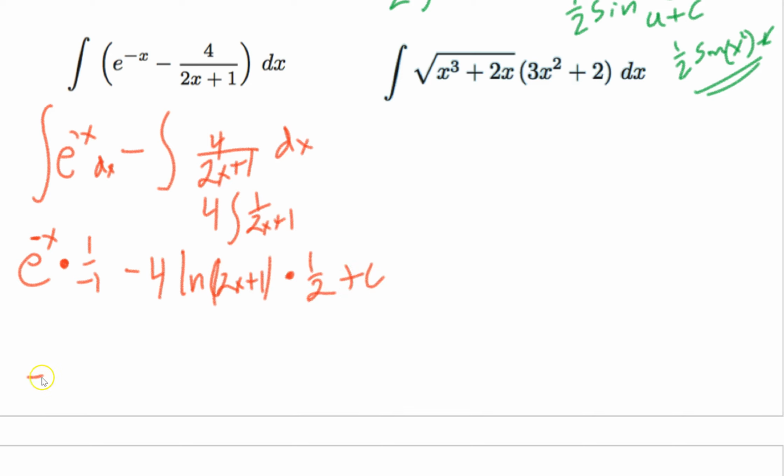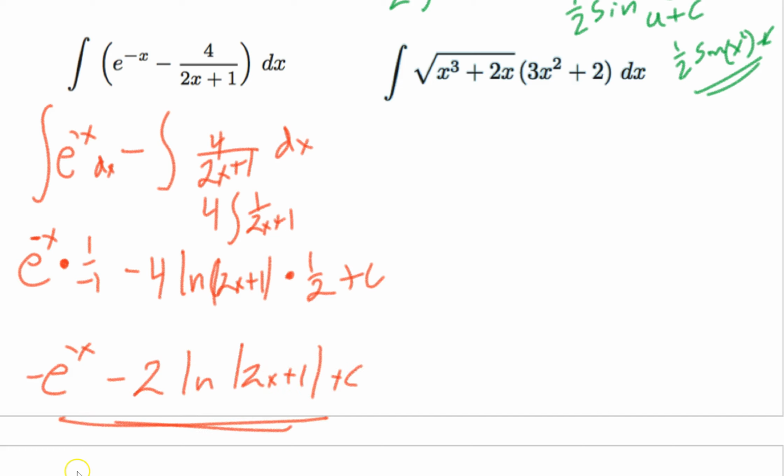I can make it a little bit prettier: -2 natural log of absolute value 2x plus 1 plus c. Again, plus c because we're doing integration and there's no limits. Anytime I see limits there, there's no more plus c, but no limits like that.